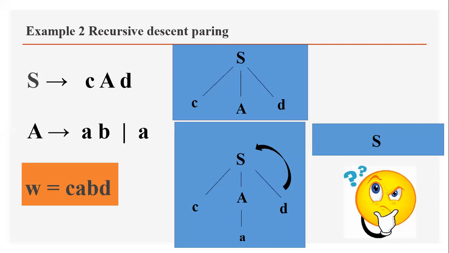But I'll go with the second production. In the place of A, I will substitute the other alternative, that is A. If you do that, C is matching, A is matching, but D is not matching with B. So you have to backtrack, and you will end up with S. S is not having any other alternative. So this is the recursive descent parsing technique.